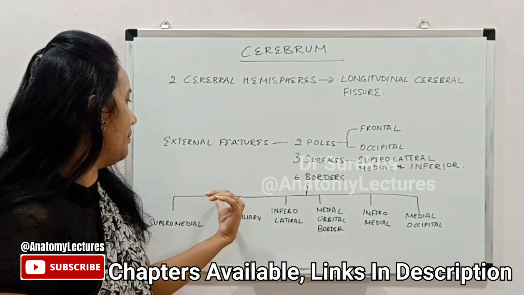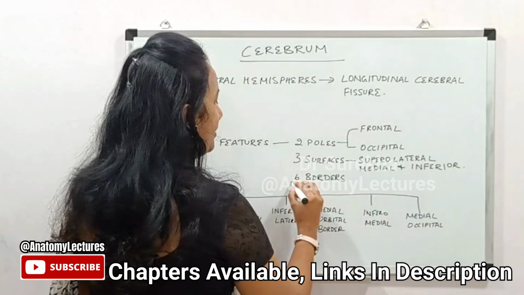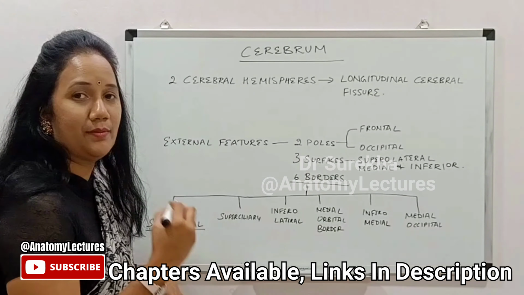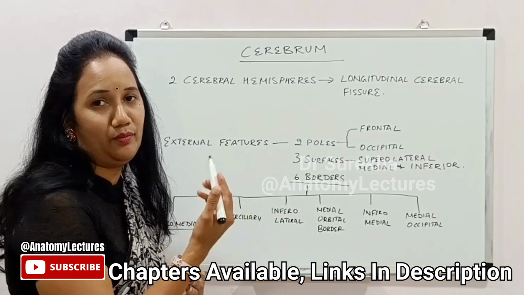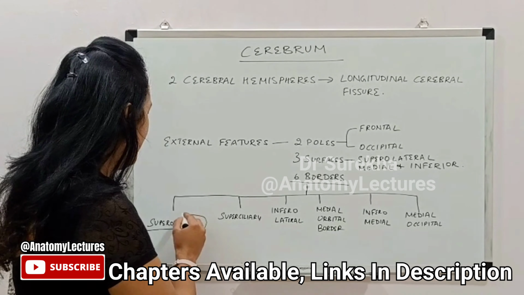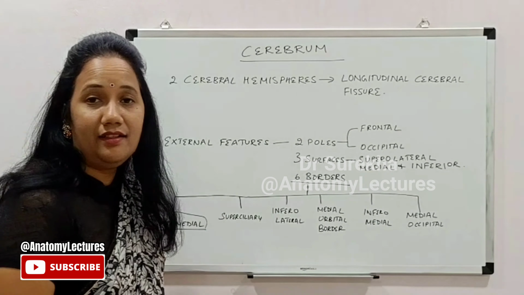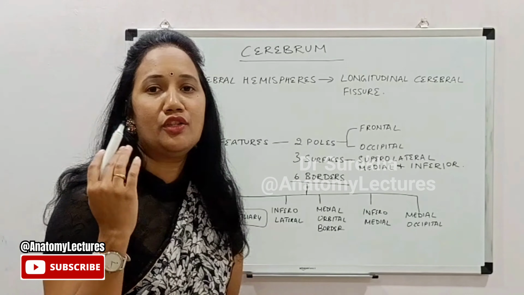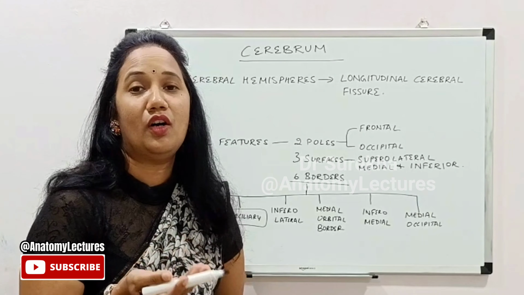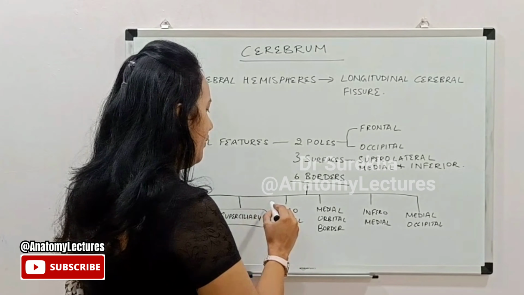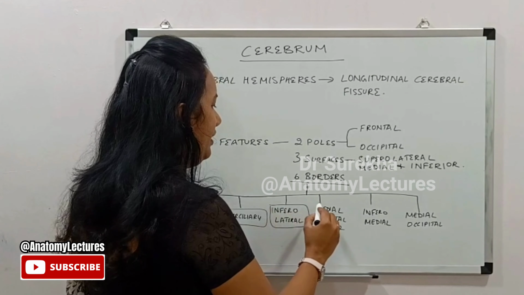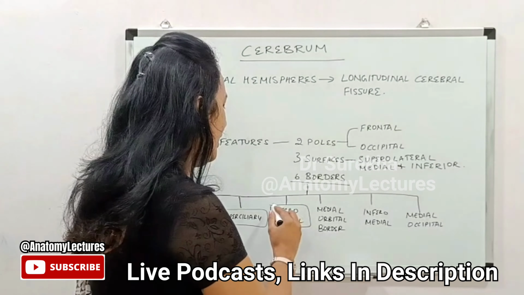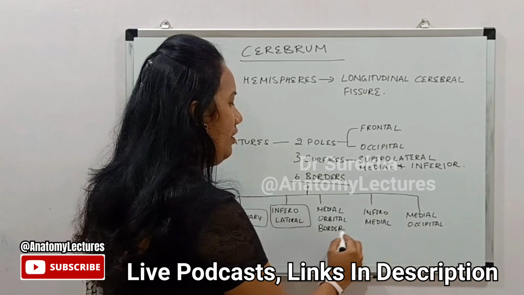Each cerebral hemisphere is made up of 6 borders. Between the two cerebral hemispheres in the superior medial aspect, we have the superomedial border. Then the superciliary border, which separates the superolateral surface from the orbital surface. Then the inferolateral border, and the three parts of the inframedial border.